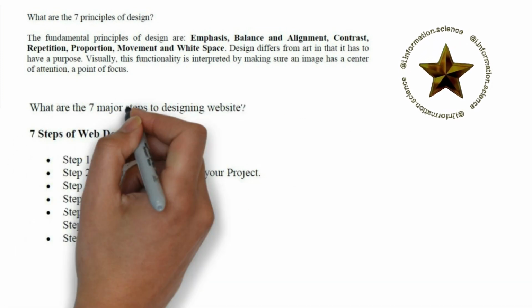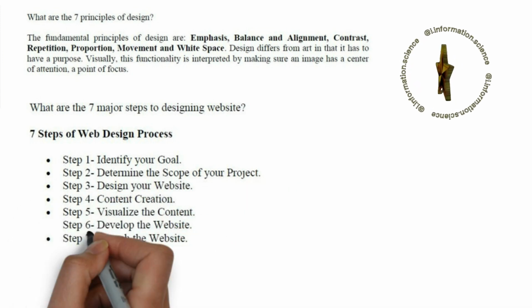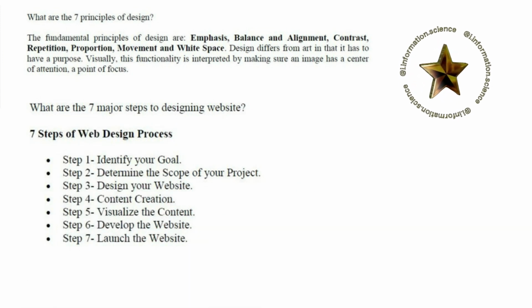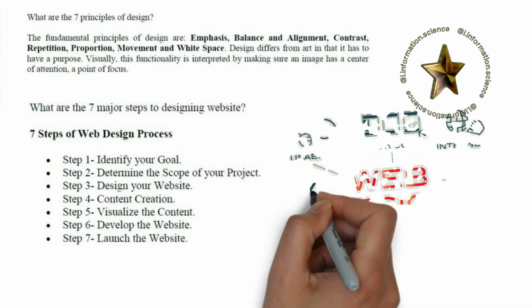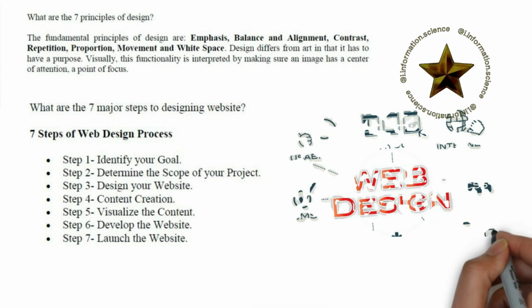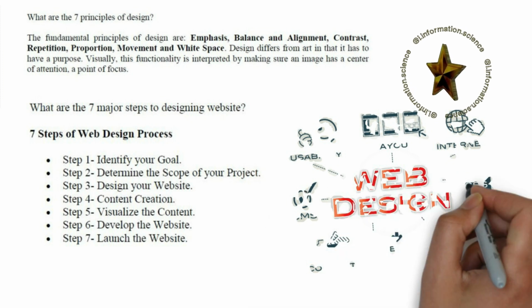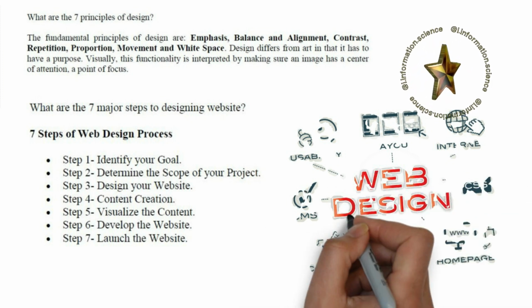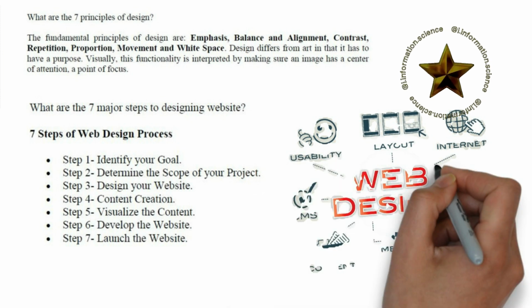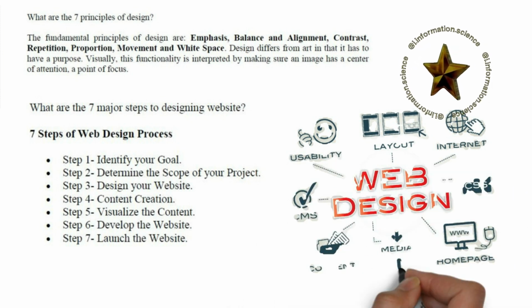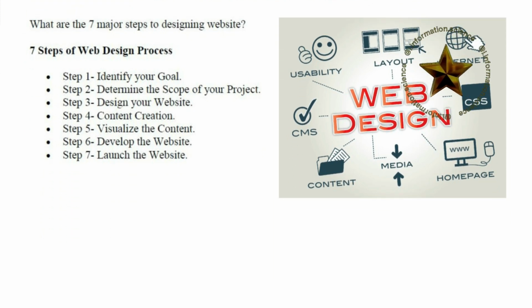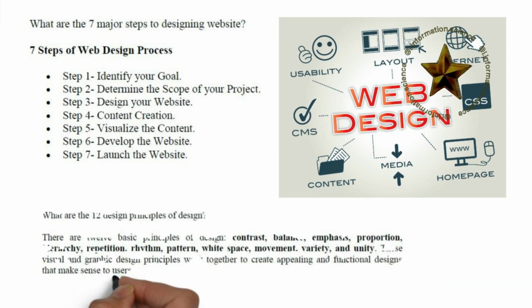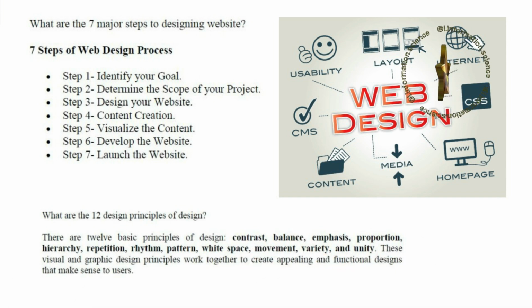What are the 7 major steps to designing website? 7 steps of web design process. Step 1. Identify your goal. Step 2. Determine the scope of your project. Step 3. Design your website. Step 4. Content creation. Step 5. Visualize the content. Step 6. Develop the website. Step 7. Launch the website.